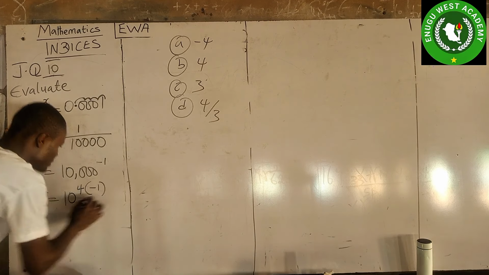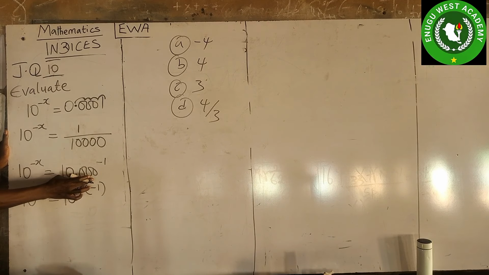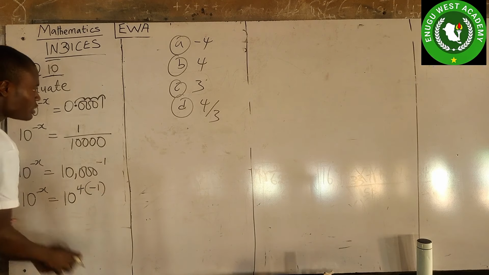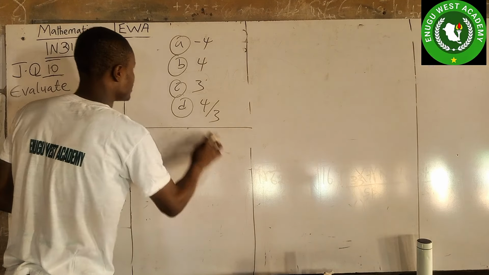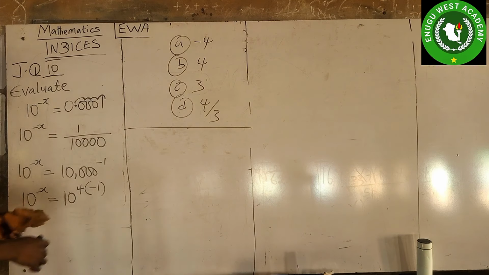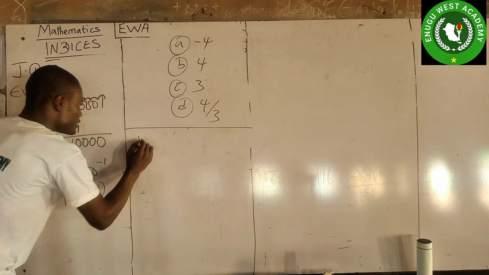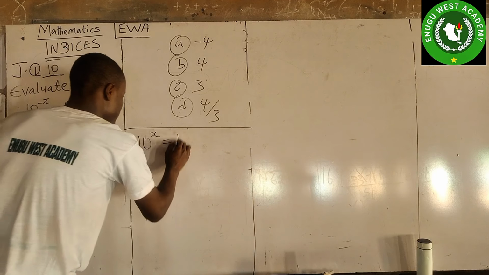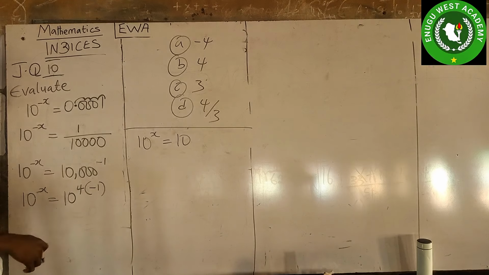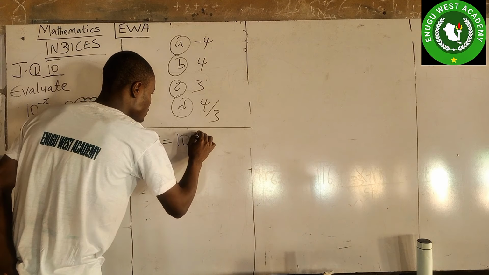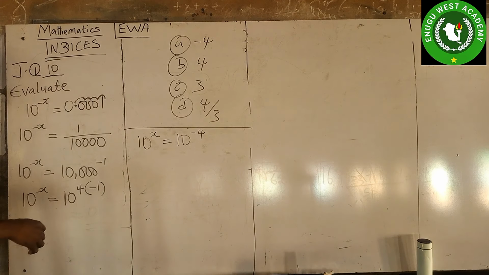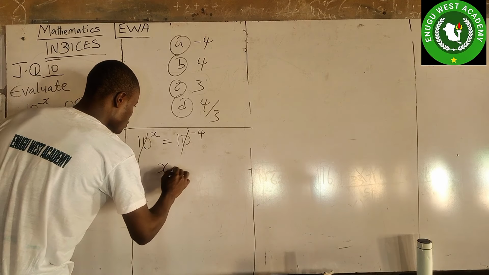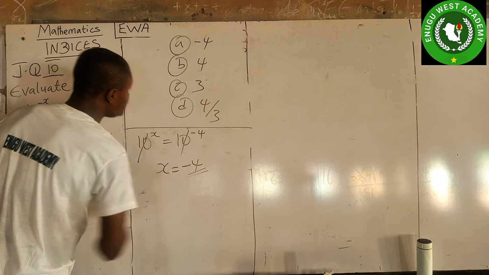Now look at the bracket, minus 1. 10 raised to the power of 4 is for the 10,000. Then the minus 1, see the minus 1 here. Remember, you don't need to ignore anything. So we are going to have 10 raised to the power x is equals to 10 raised to the power of 4 times minus 1. Now 4 times minus 1 is minus 4. So 10 cancels 10, and we are going to have x equals to minus 4. That is the final answer.